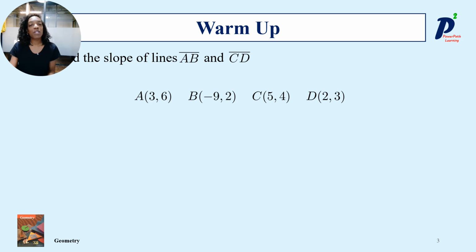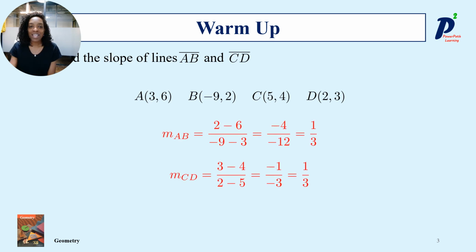For our warm-up, you need to find the slopes of lines AB and CD given the coordinates provided below. Pause the video, restart when you're ready. I will display the answers in 3, 2, 1 now. Okay, hopefully you can see that AB and CD have the same slope. Now, if this exercise was a struggle for you, you should not move on. You should go back and review Chapter 13, Section 2 before starting the lesson.